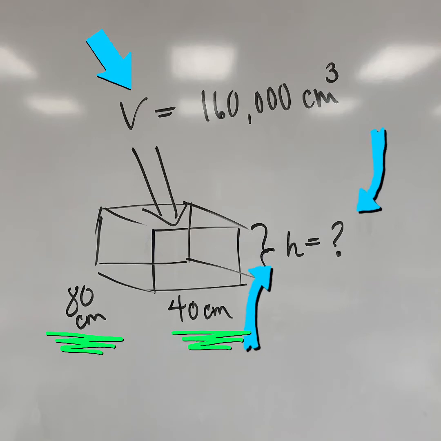I'm going to show you how to approach it. So here's a diagram of how this prism will look. I have my 80 centimeters as my width. I have my 40 centimeters as my length, and my volume is 160,000 cubic centimeters. What we don't know is the height, so there's my question mark.